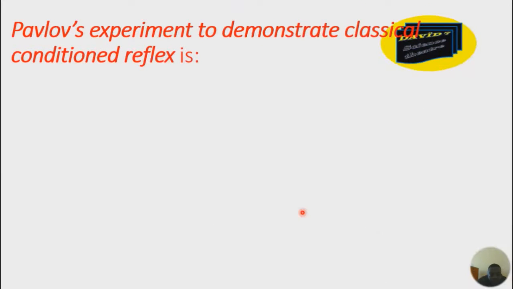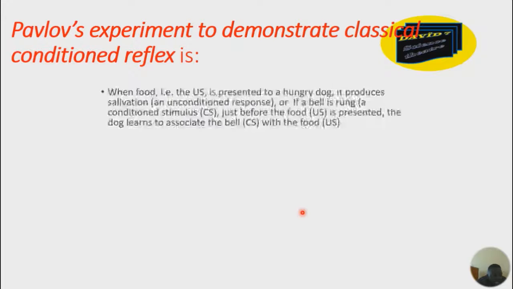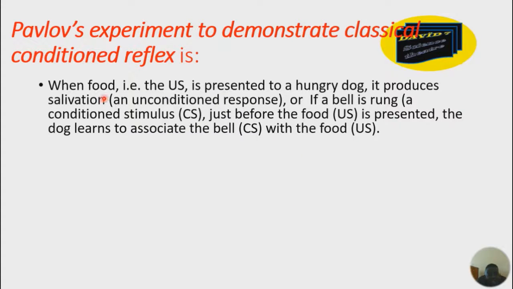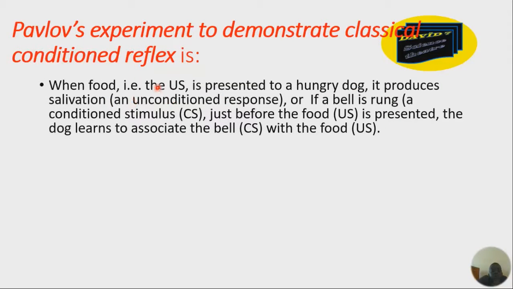So let's talk about the experiment of Mr. Pavlov, in which he was explaining classical conditioned reflex. When food, the unconditioned stimulus, is presented to a hungry dog, it salivates. This is the unconditioned response. Or if a bell is rung, this is the conditioned stimulus, just before the food, the unconditioned stimulus, is presented, the dog learns to associate the conditioned stimulus to unconditioned stimulus. All right? So the conditioned stimulus is the bell. Unconditioned is the food. Salivation is the unconditioned response.